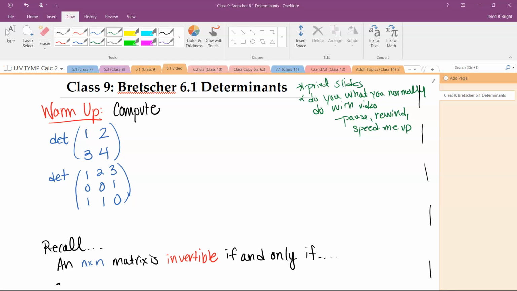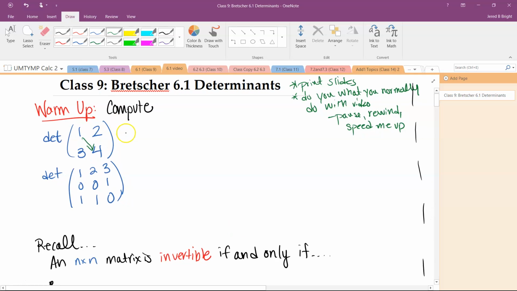Just as a reminder, I want you to warm up by computing these pseudo-determinants. Pause the video and try these out. Okay, well, the 2 by 2 is actually rather easy. We remember that it's the main diagonal product, so 4, and then minus the anti-diagonal, so 6. I get minus 2.